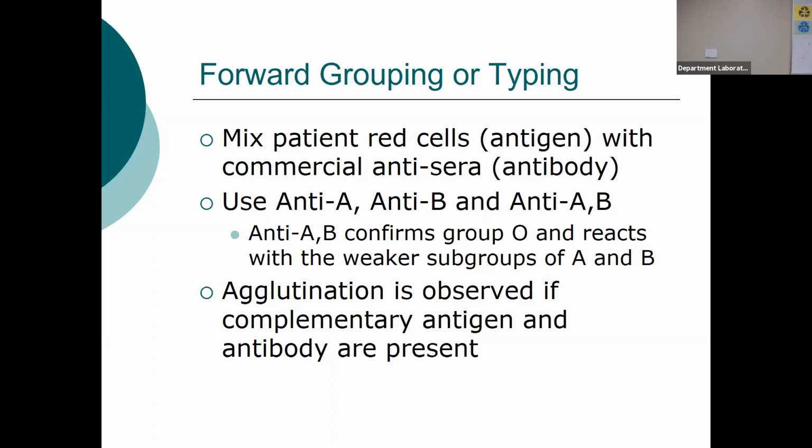Okay, so what anti-A,B is going to do: if the patient has the A antigen on their red cells or the B antigen on their red cells, it will react. It's going to react if your patient is A or B. It's really handy if you have a weak subgroup of A, where your anti-A may be very weak or even negative. There's a chance that your anti-A,B might pick it up. Then you would have a reaction with anti-A,B, letting you know that your patient is not O. O will have a negative reaction with A,B.